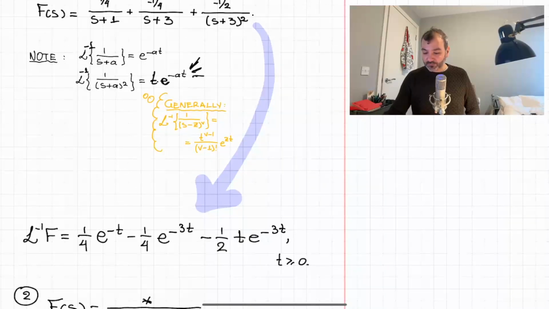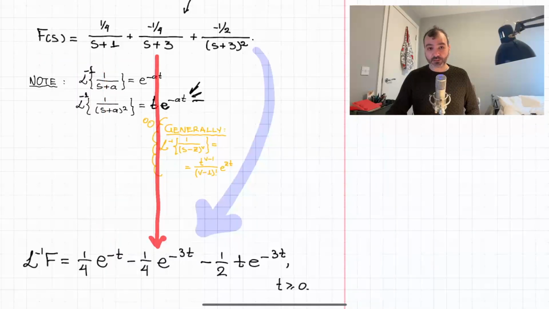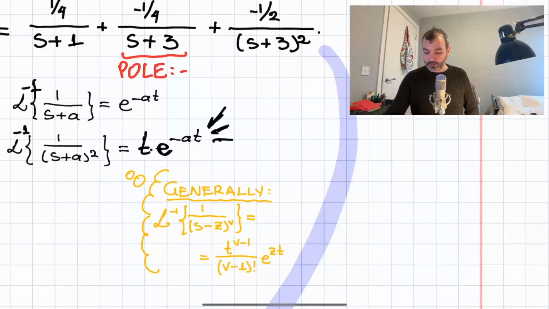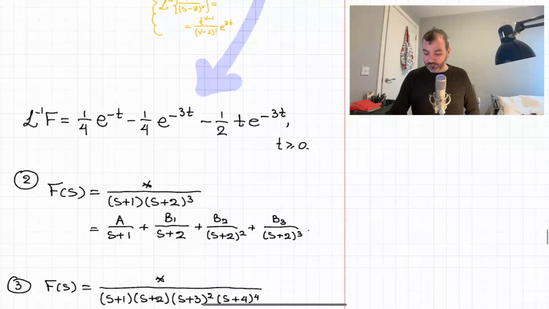So the inverse Laplace transform of my function f is 1/4 times e to the minus t. The second term gives minus 1/4 e to the minus 3t. So you see this 3 becomes the exponent here. This plus 3 becomes minus 3. Or to put it differently, observe that this term has the pole minus 3. And this pole is exactly this number here.